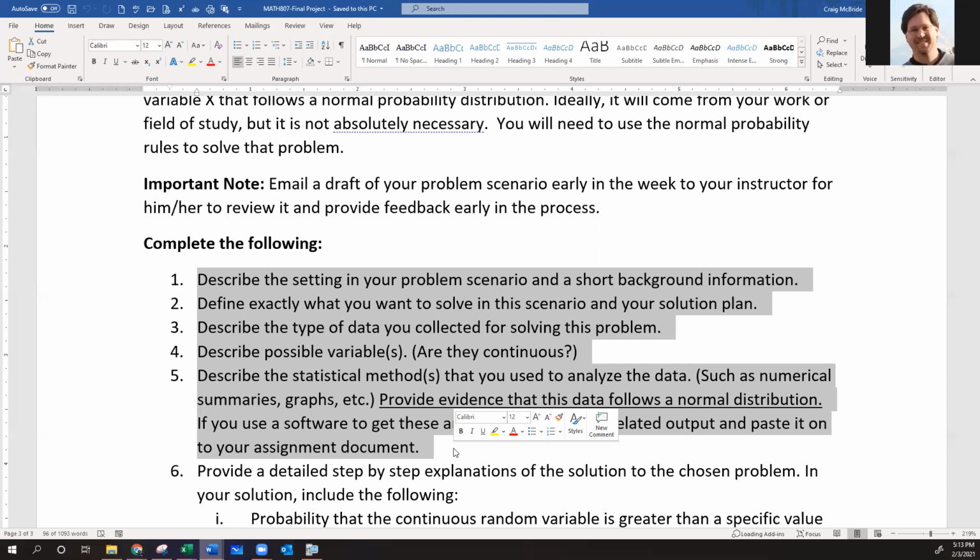You don't have to make up data. You just have to make up the mean and the standard deviation, right? Because to compute these probabilities, we simply just need to know that the population is a continuous random variable with a normal distribution with a mean of this and a standard deviation of this. And then we can compute what's the probability that it's greater than something, what's the probability it's less than something, and so on. So you don't have to make up data. You just have to make up what the mean and standard deviation are.